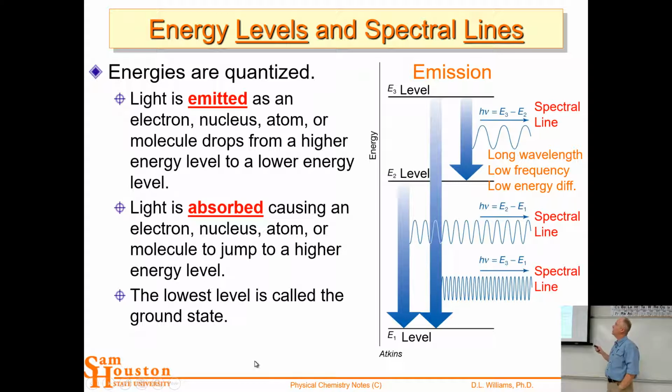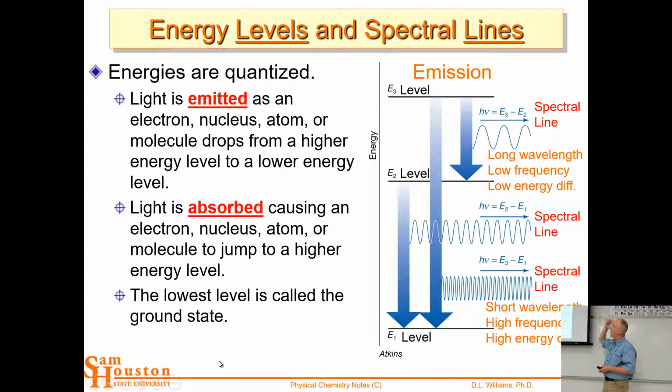Way up here, notice these energy levels are close together, and so that gives you a low energy difference. That would be a low frequency or a long wavelength. Those three things go together: low energy difference, low frequency, long wavelength, because wavelength and frequency are inversely proportional. And then down here, this bottom one, this short wavelength, high frequency, and high energy difference. This is the largest energy difference, so it has the highest frequency, and it has the shortest wavelength.